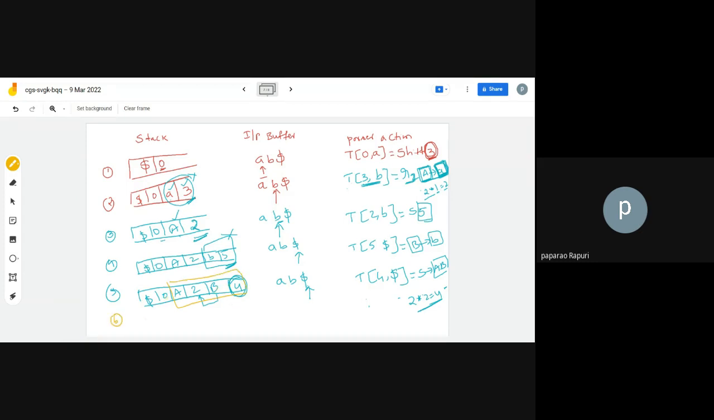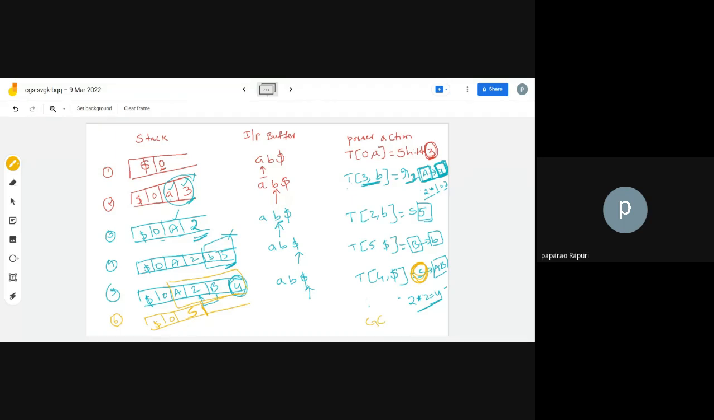So now the stack is $0. If we pop A, 2, B, 4, the 4 symbols, now the stack is $0. Then after we pop the symbols, we need to push the left hand side non-terminal. What is the left hand side non-terminal here? Capital S. After that, we need to push.